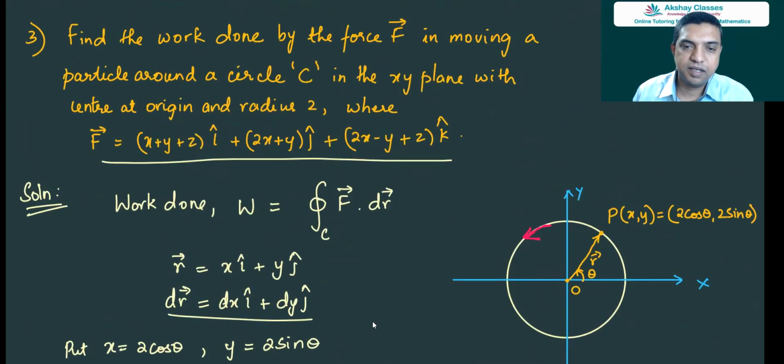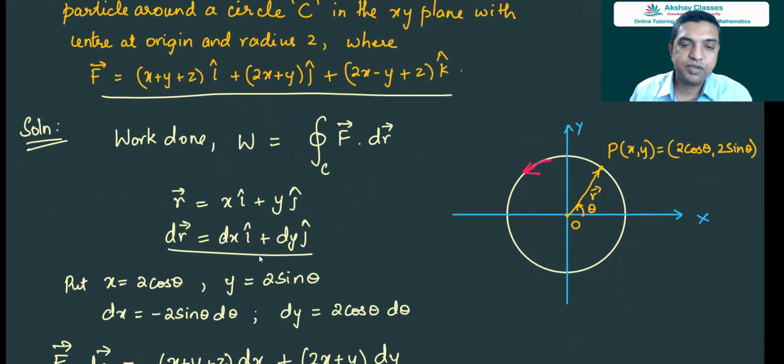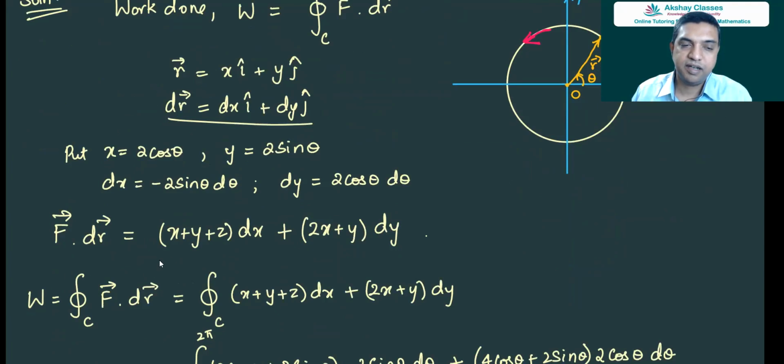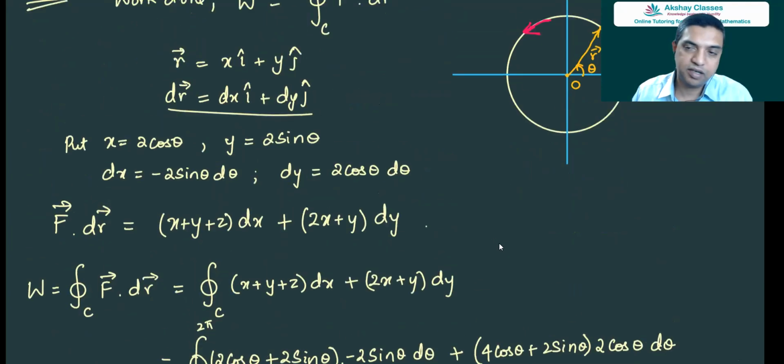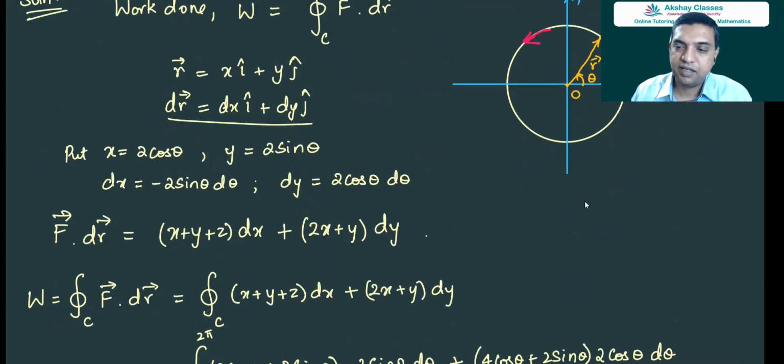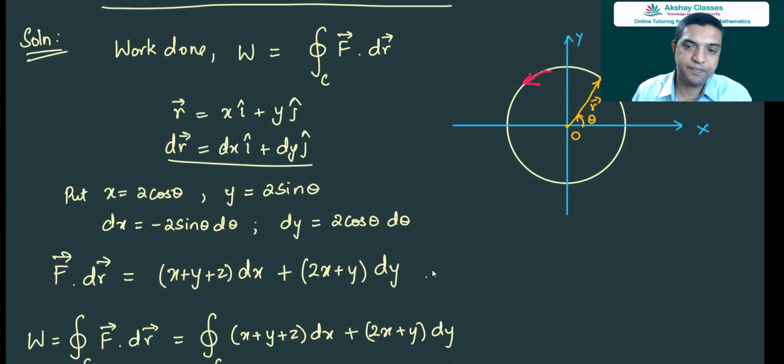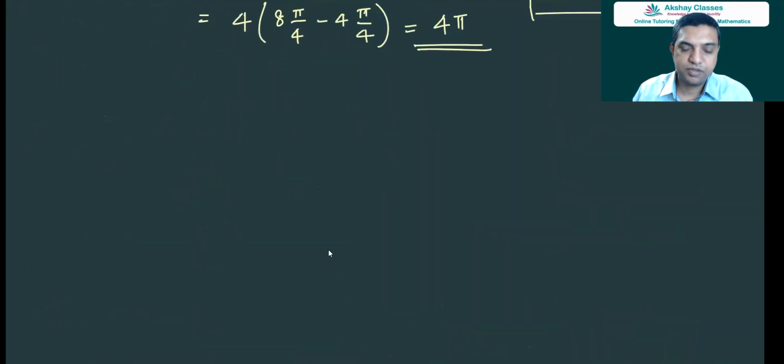So it was easy. It was not a difficult concept. F is given, circle is given. Now f dot dr we have to do around the circle. So dr is dx dy. We took the help of polar coordinates. So x is 2 cos theta, y is 2 sin theta. We substituted that in f dot dr. And we just did the integral around the circle from theta is 0 to 2 pi for a circle. So this is how we do it.